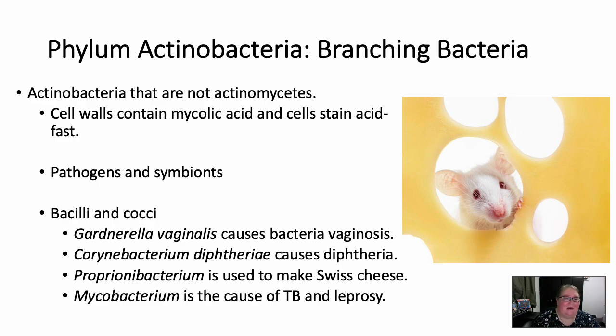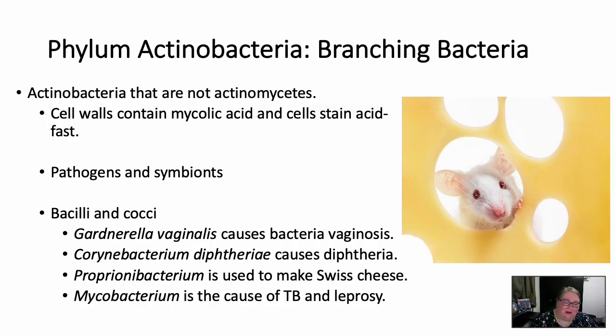That's a hard one to say, guys. This bacteria is going to cause bacterial vaginosis, which is a vaginal infection. We have things like C. diphtheriae that causes diphtheria. Then we have Propionibacterium. These are the ones that make Swiss cheese. They're going to make propionic acid, which is then going to create Swiss cheese's characteristic holes and tangy flavor.